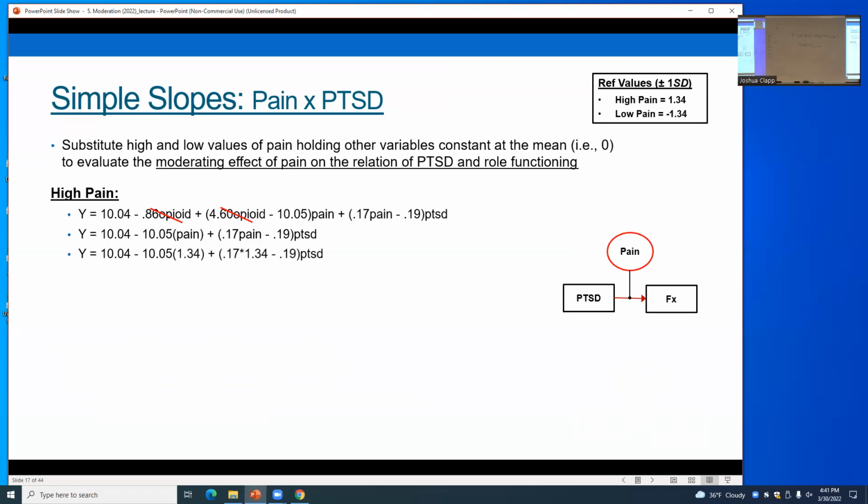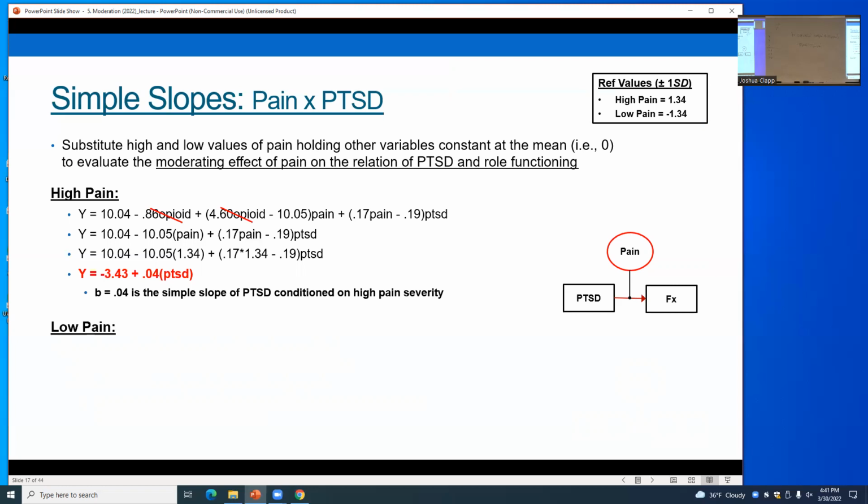We go through, we multiply by 1.34, drop that in. What we get is our simple slopes equation, which is going to be our expected value for outcome. It's going to be negative 3.43 plus 0.04 PTSD. Okay, and this now is the simple slope of PTSD conditional on high pain severity.